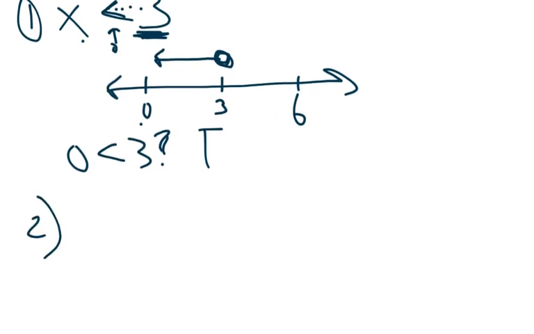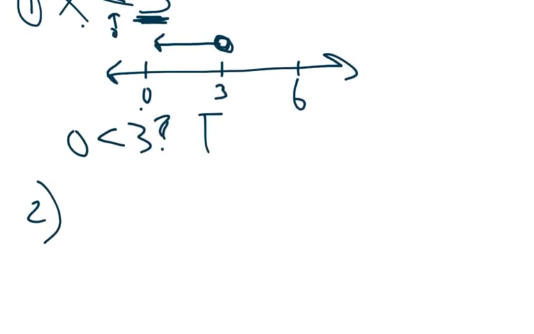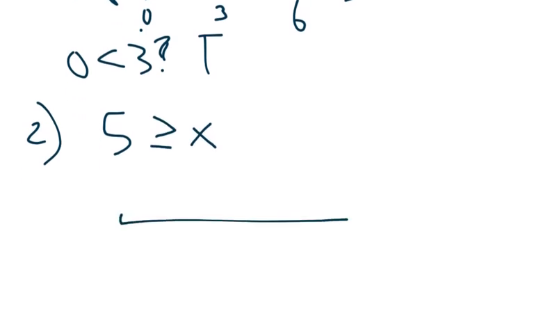This time, let's put the variable on the other side. So let's say 5 is greater than or equal to x. So again, what we'll do is make a number line. We'll put the number in question, 5, and then maybe put some other numbers on there, so 0 and 10, just to give us some perspective.